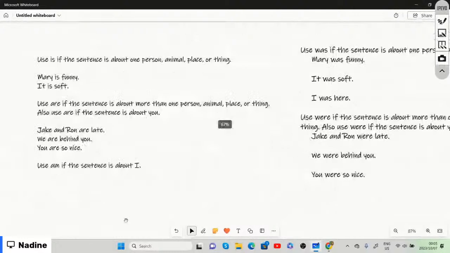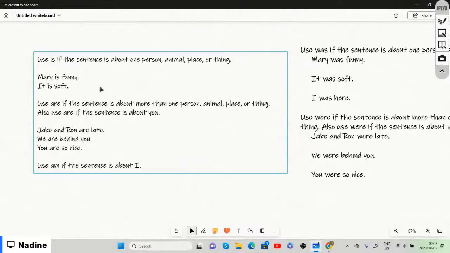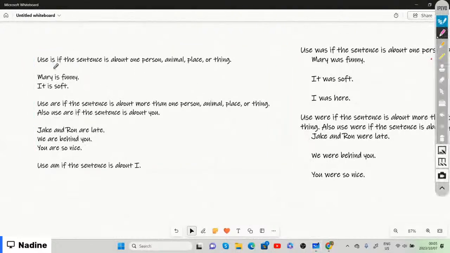Okay. So now we use is if the sentence is about a person. So we use is. This is more in the present tense forms. So we use is if the sentence is about one person, one animal, one place, or one thing.